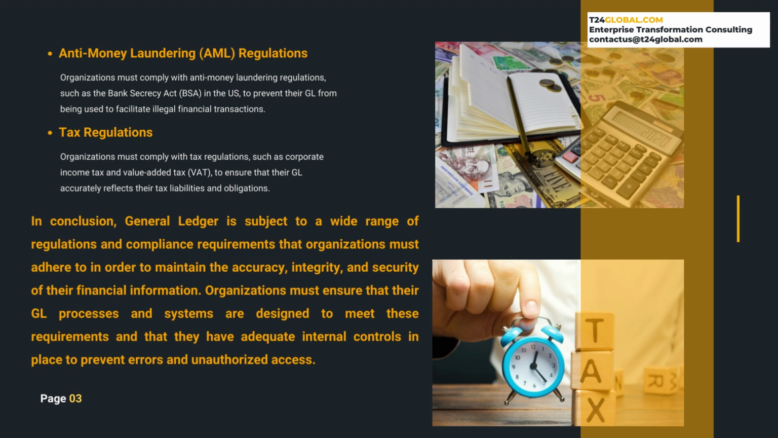In conclusion, General Ledger is subject to a wide range of regulations and compliance requirements that organizations must adhere to in order to maintain the accuracy, integrity, and security of their financial information. Organizations must ensure that their GL processes and systems are designed to meet these requirements, and that they have adequate internal controls in place to prevent errors and unauthorized access.